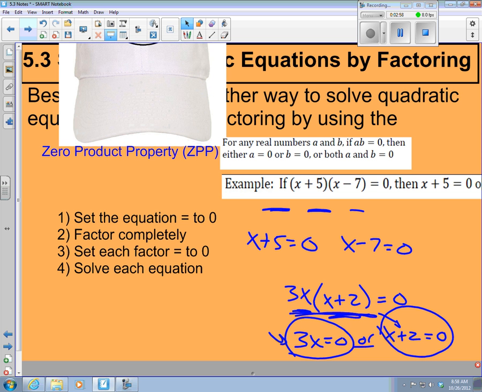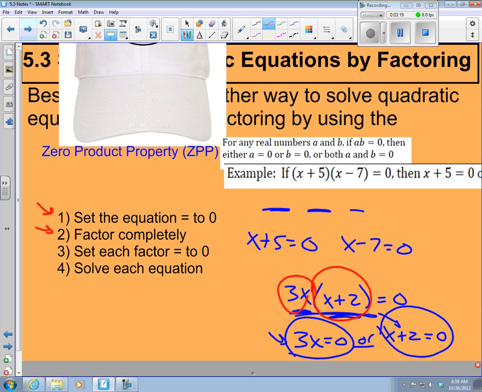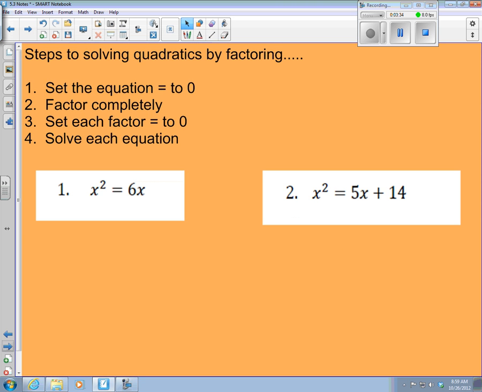When we're solving these quadratic equations, we're going to do a few things. Number one, we're going to set each equation equal to 0. If we're going to use the zero product property, you have to get all your terms on one side equal to 0. Then we're going to factor completely, because if you look at these problems, this is already factored. Factor completely, then set each factor equal to 0. Now this is your ZPP moment, zero product property moment. And then solve each little equation. It's pretty easy. You guys have done it before. This should be somewhat of a review.